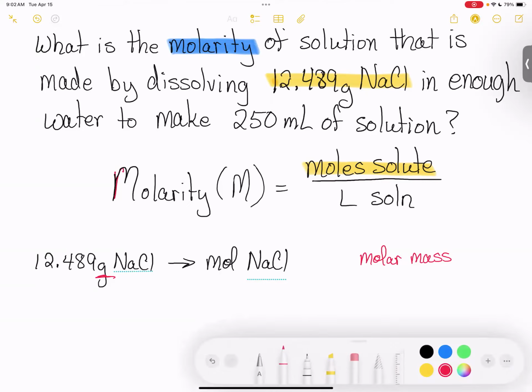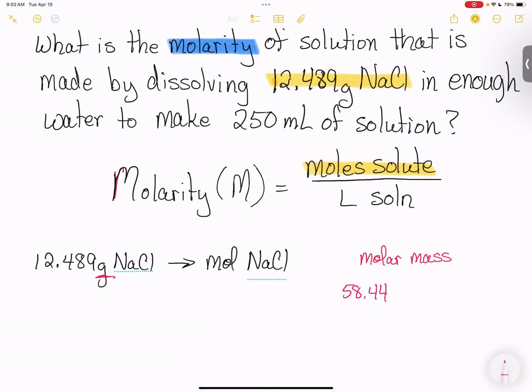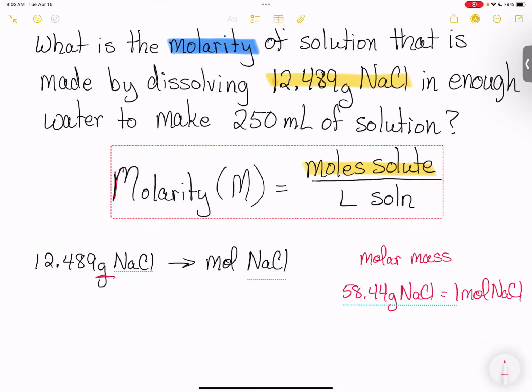If you calculate the molar mass, 58.44 grams of NaCl is equal to 1 mole of NaCl. Remembering that the Na is 22.99 from the periodic table, Cl is 35.45 from the periodic table, and that's how I got the 58.44.